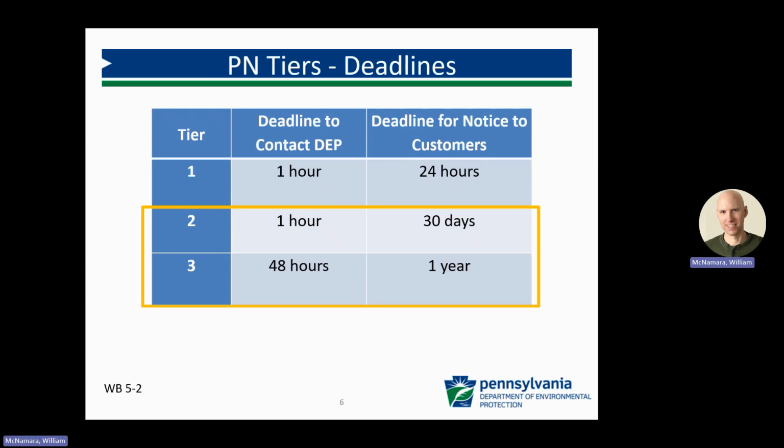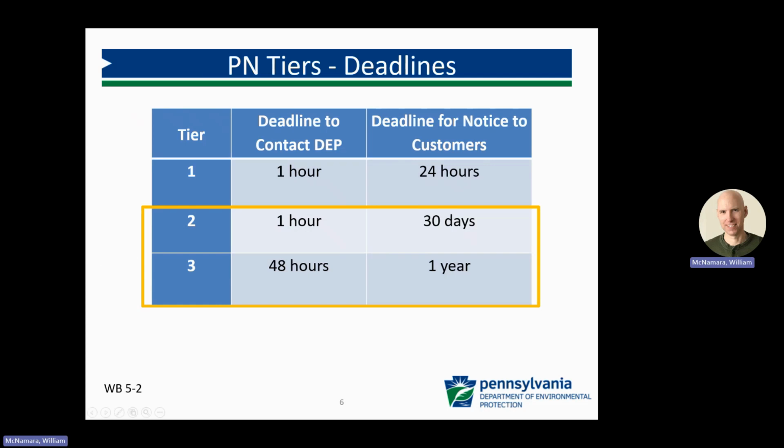So here are the deadlines for notifying DEP and for getting the notice to system customers based on the tiers. And again, I've put this in a yellowish box here because we're focused on Tier 2 and 3 for the PFAS MCL rule. So for Tier 2 situations, systems are required to contact DEP within 1 hour of being notified or being alerted of the situation. So remember, all MCL exceedances require notification to DEP within 1 hour. Public notification then should be issued as soon as possible, but no later than 30 days of learning of the violation. These are Tier 2 situations now.